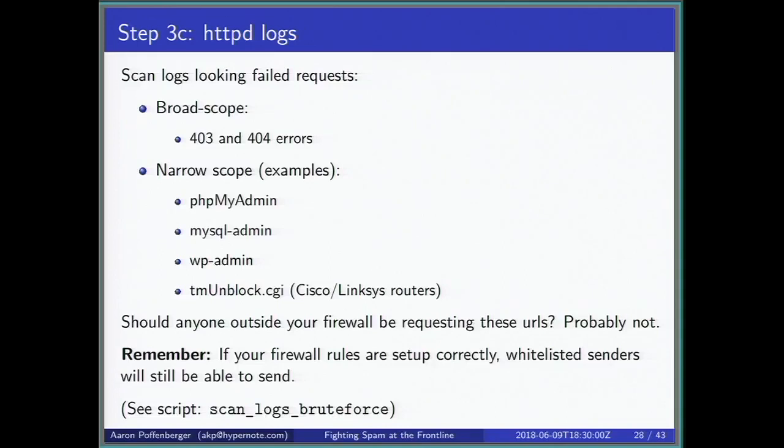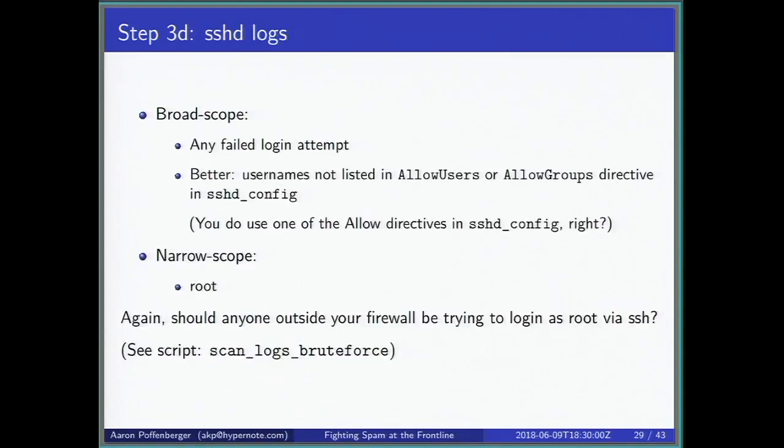I like this one. I'd never seen this one until recently. This is one of my favorite ones because y'all have heard Linksys has been having some interesting issues. So when I saw that one in my logs, I liked that one. And again, remember, if your firewall rules are set up correctly, you're going to be whitelisting all of the good senders anyhow. I have a script that's an example of this, scan log force stuff, and I add them to the brute force table.